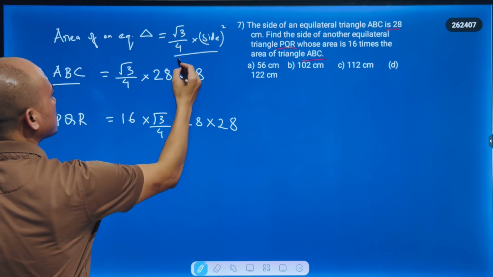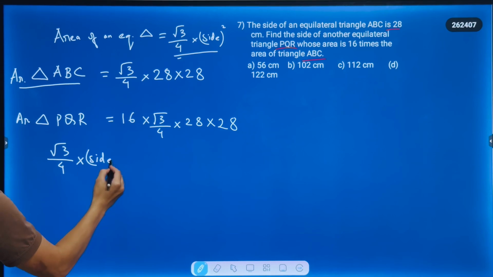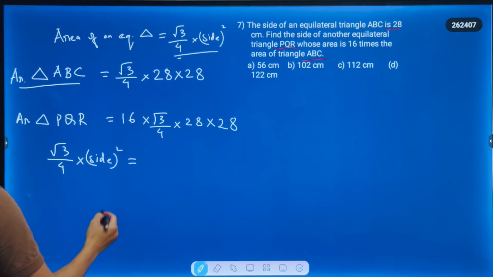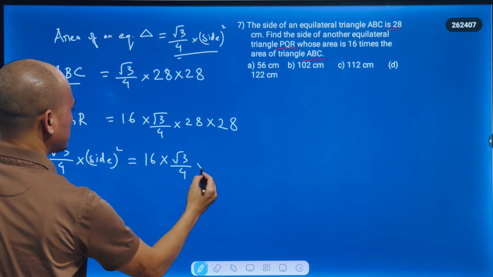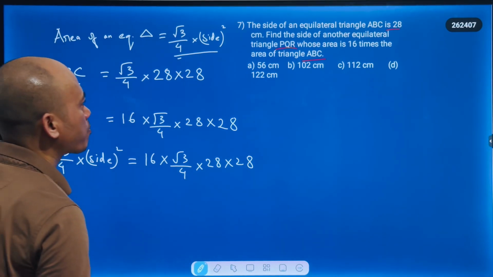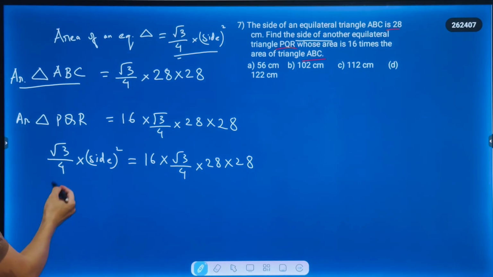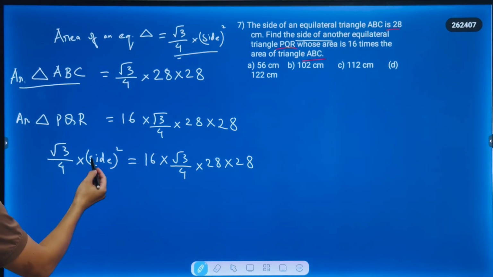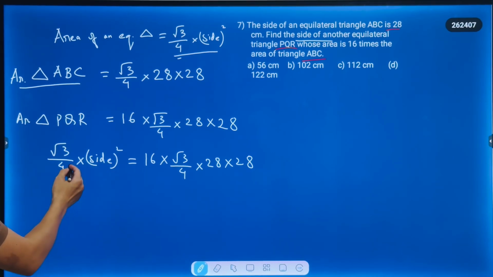What is the area of an equilateral triangle? Root 3 by 4 side square. So area of triangle PQR we can write as root 3 by 4 into side square, and we can put this value, same as above, into 28 into 28. We need to find the side of PQR. Here all values we have already put, and the only unknown value is the side. So we can easily calculate the value of the side of PQR.